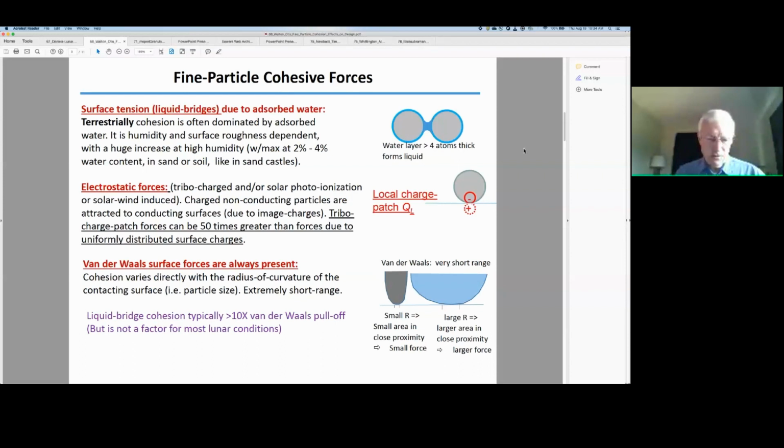But van der Waals force goes linearly with the particle size. The bond number goes inversely with the particle size. So if we take the ratio of the van der Waals force to the weight, we find that it increases with the inverse square of the particle size. So as particles get smaller, the bond number goes up very dramatically.